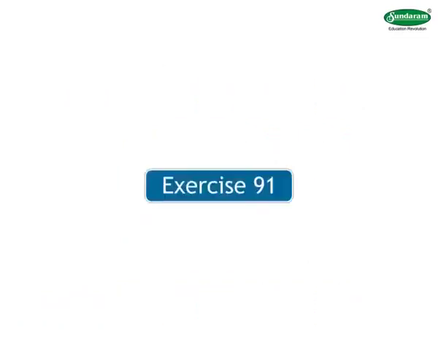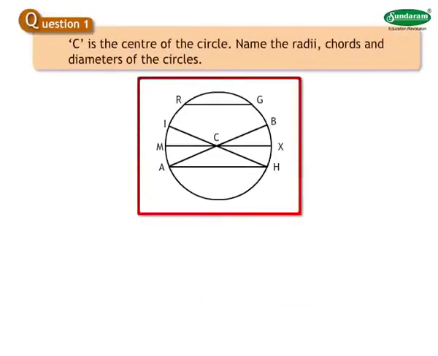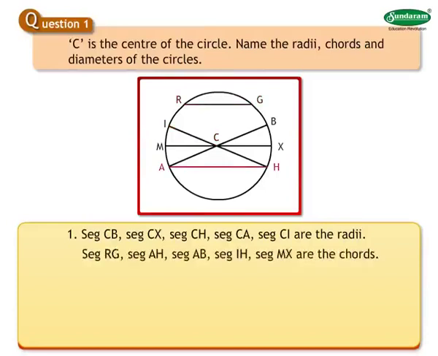Solve exercise 91. Question 1. C is the center of the circle. Name the radii, diameters of the circle. Number 1. Segment CB, segment CX, segment CH, segment CA, segment CI are the radii. Segment RG, segment AH, segment AB, segment IH, segment MX are the chords. Segment MX, segment AB, segment IH are the diameters.